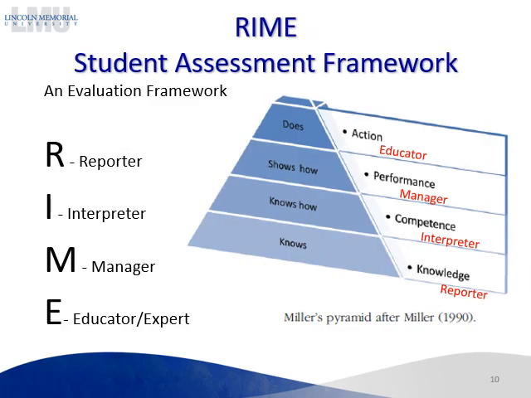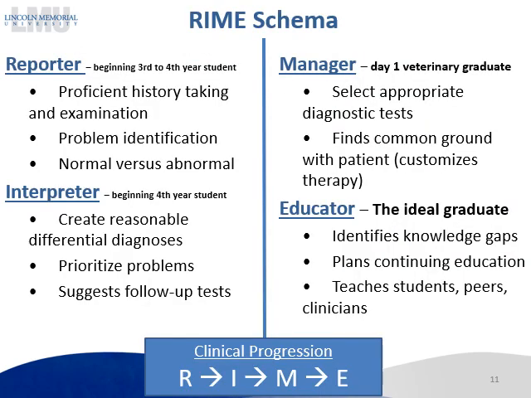We've decided to use the RIME schema as our evaluation tool, as this aligns with Miller's Pyramid of Learning. The R represents reporter, the I interpreter, the M manager, and the E educator or expert. I'll expound on these 4 different categories of assessment. So in the upcoming slides, we're going to go into detail on each one of these areas.